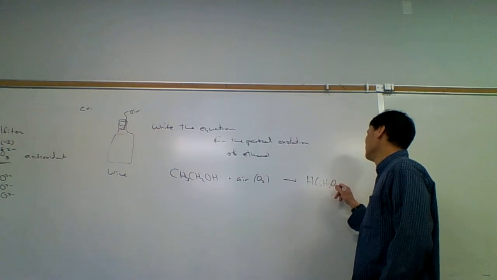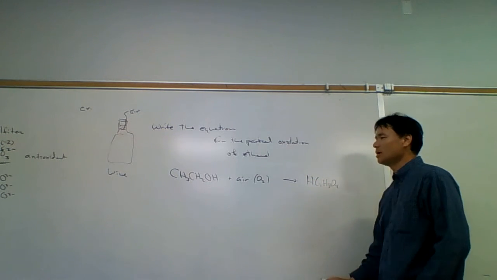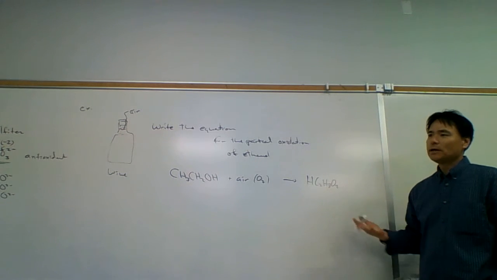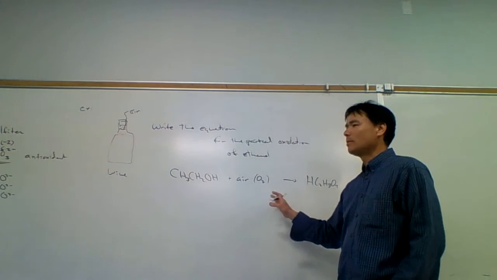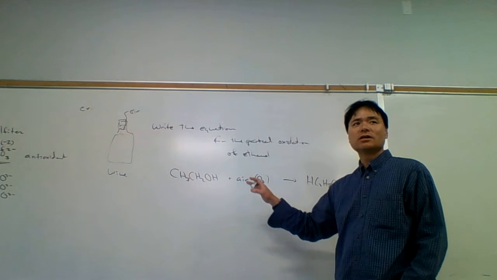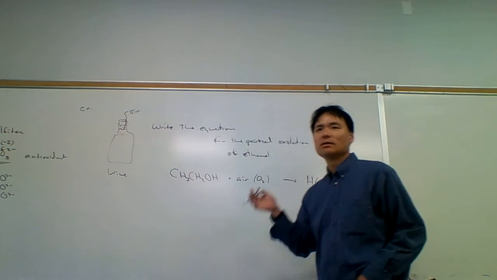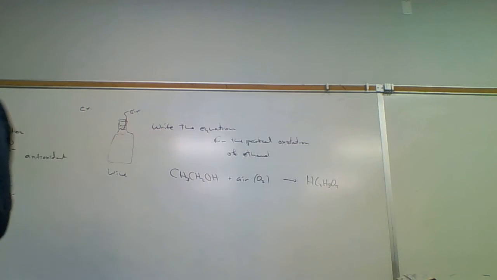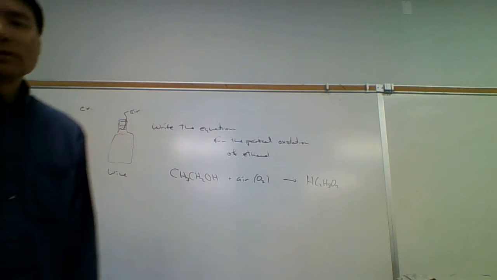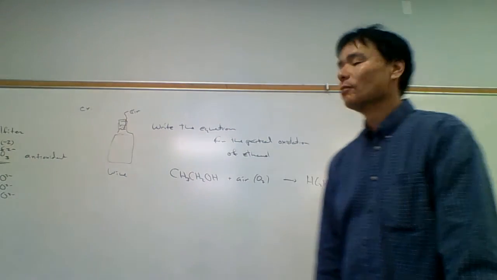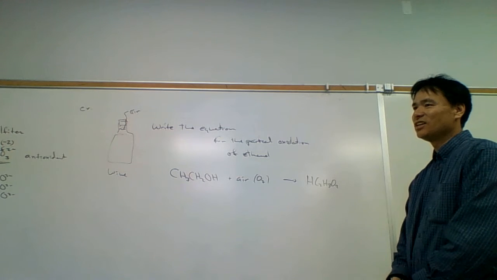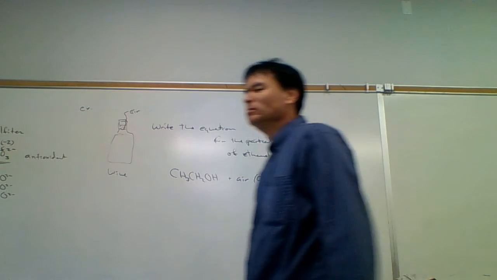And so what I want you to do is use a combination of the chart plus the skeleton redox to come up with a balanced chemical equation for the oxidation of ethanol to acetic acid by air. Okay, so why don't you work on that right now? I'll put up the chart again. And then I need to take a roll.